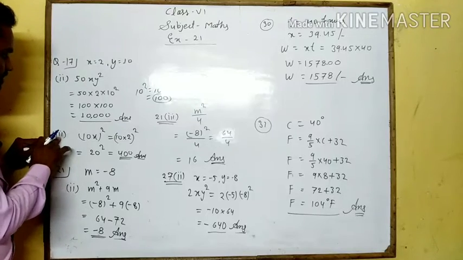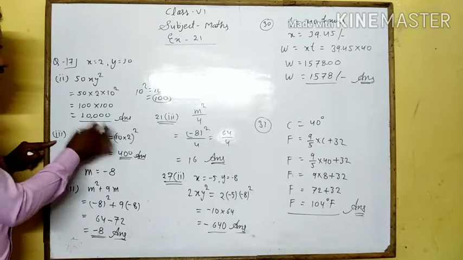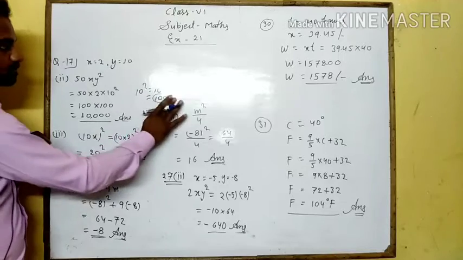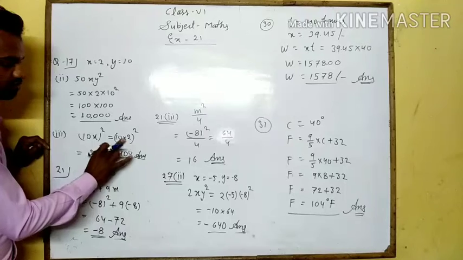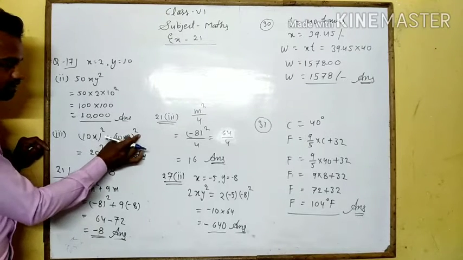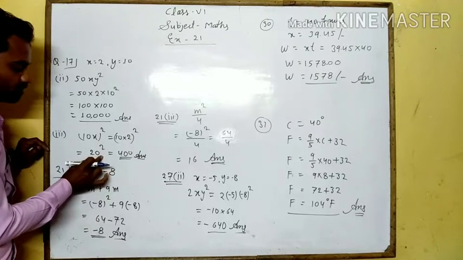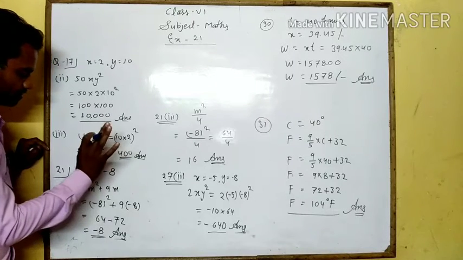Okay. Similarly, third part, 10x square. This is 10x whole square. So 10 into x, x means 2, 10 twos are 20. Then the square will remain there of 20. 20 into 20 will be 400.